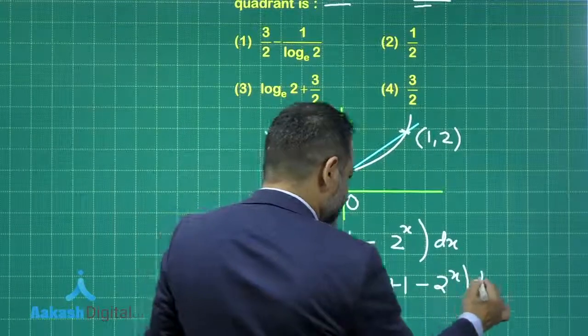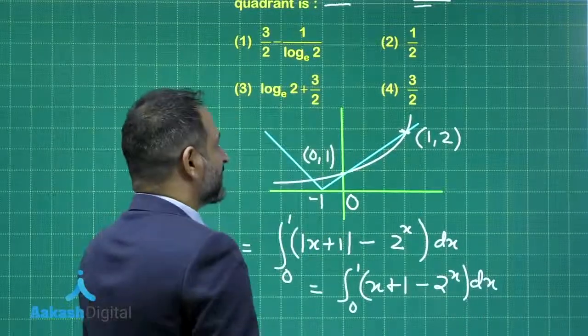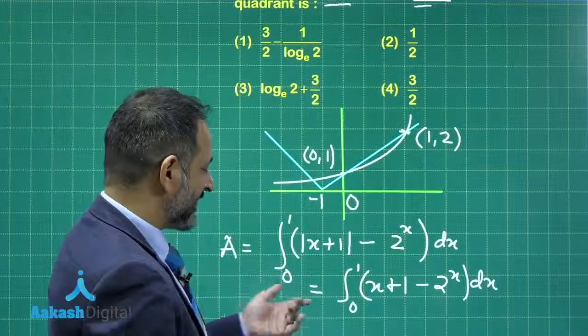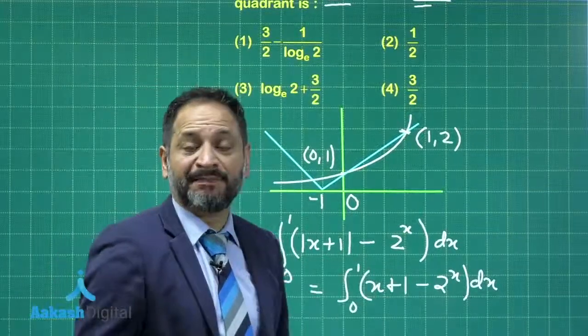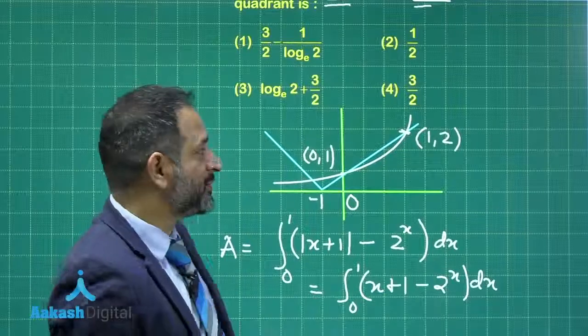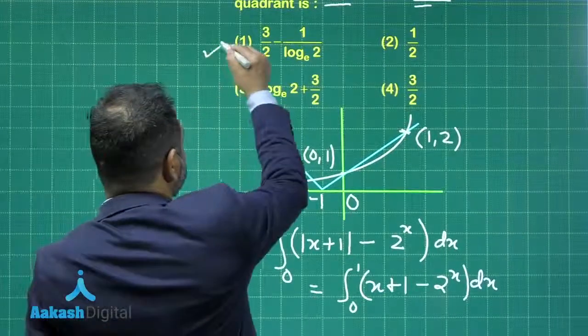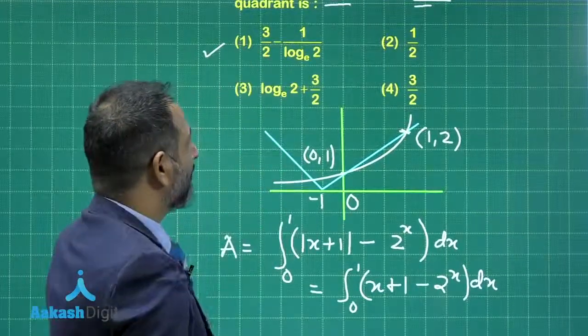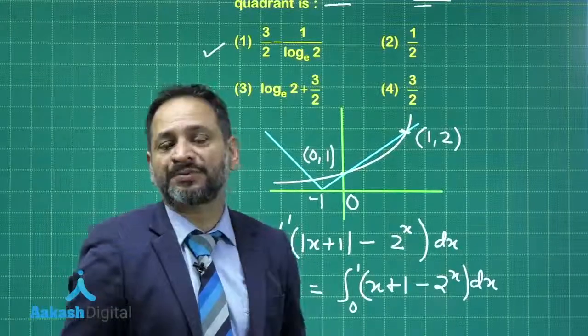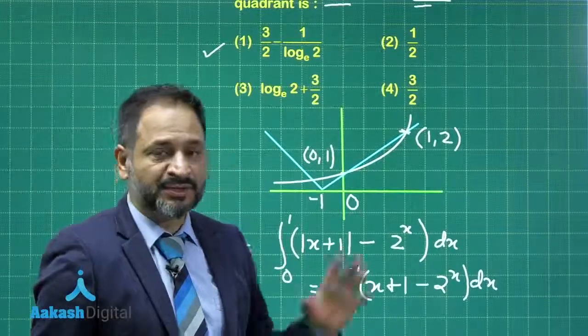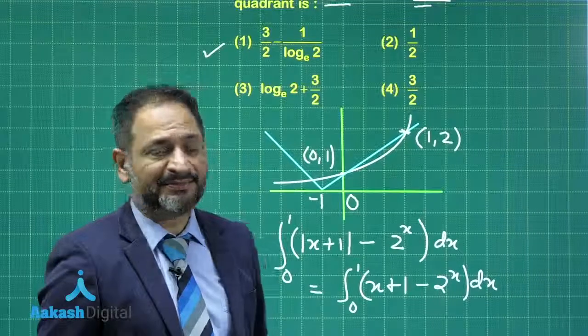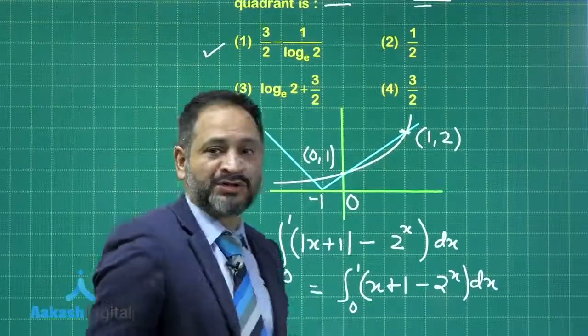So we have this integral, and the integration of this function is an easier one, and if you integrate it and put in the limits, it will give you the value 3 by 2 minus 1 by log 2. So the first option is the correct option. Here, tracing the curve and finding the intersecting point is the trick.